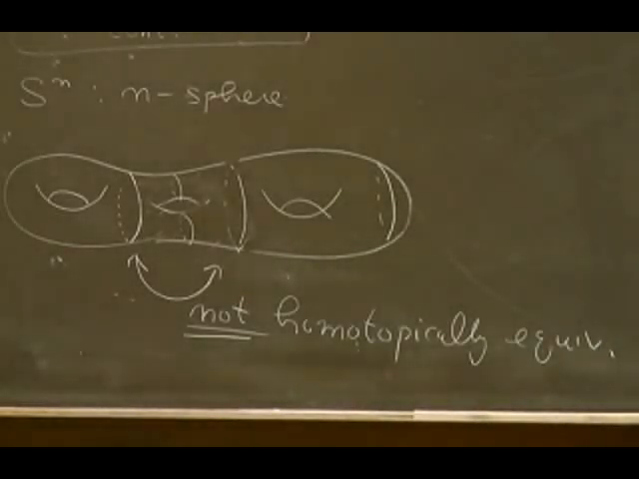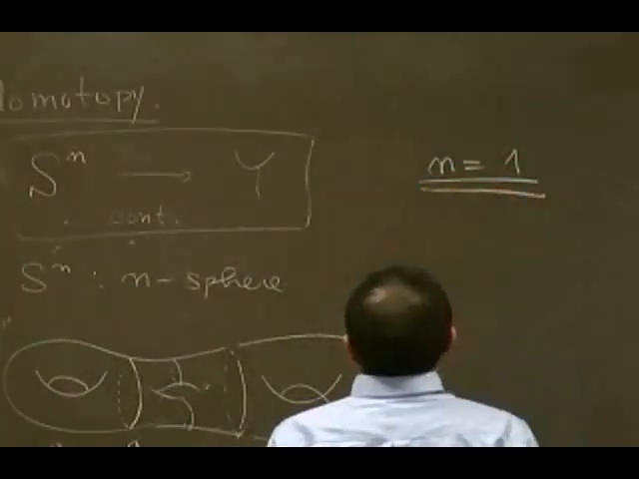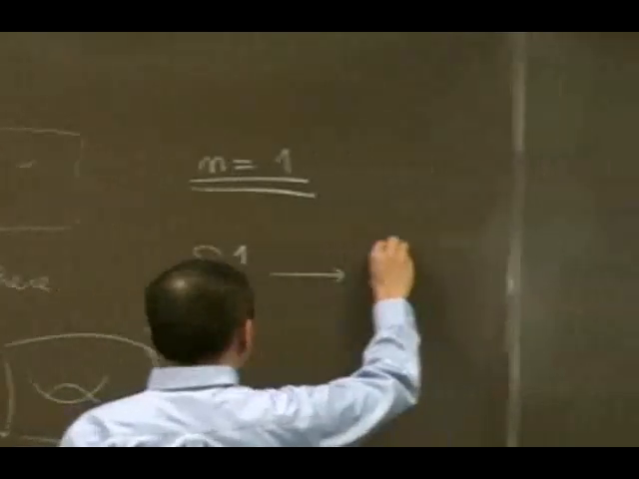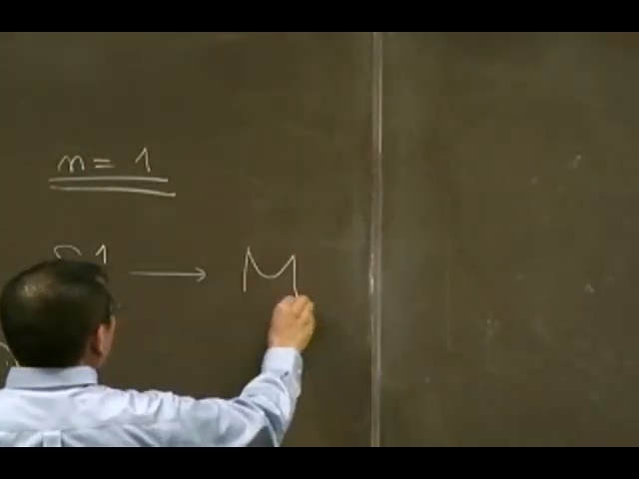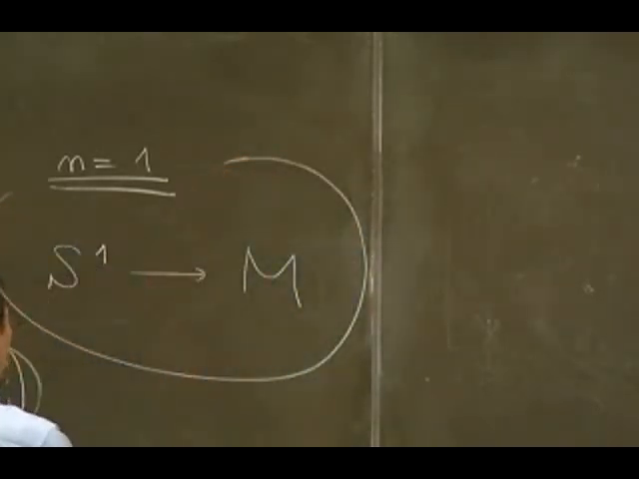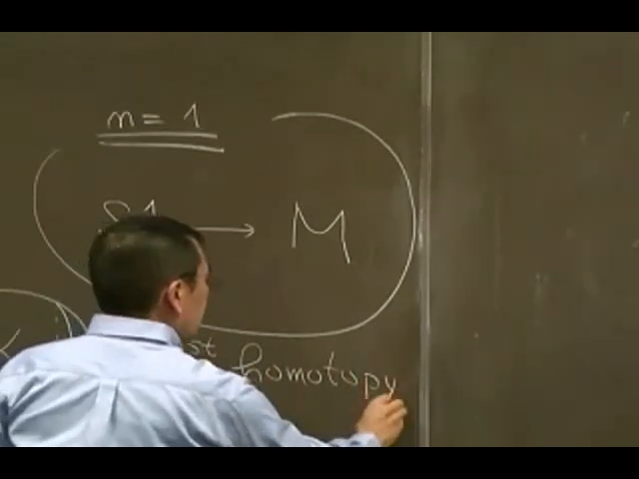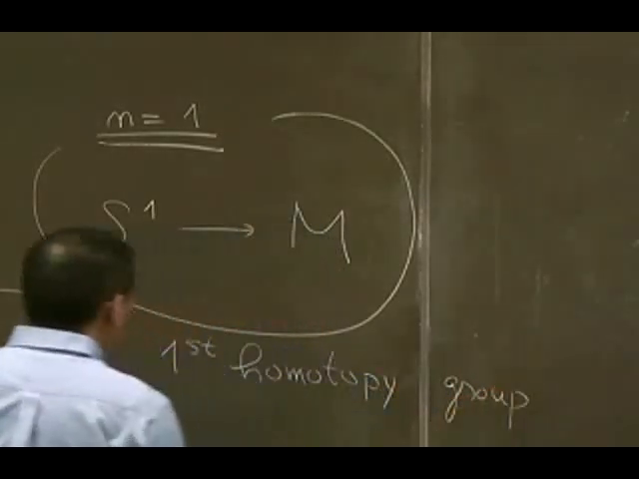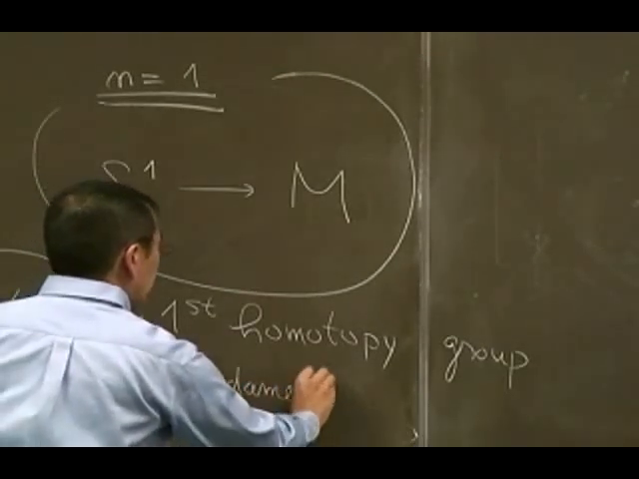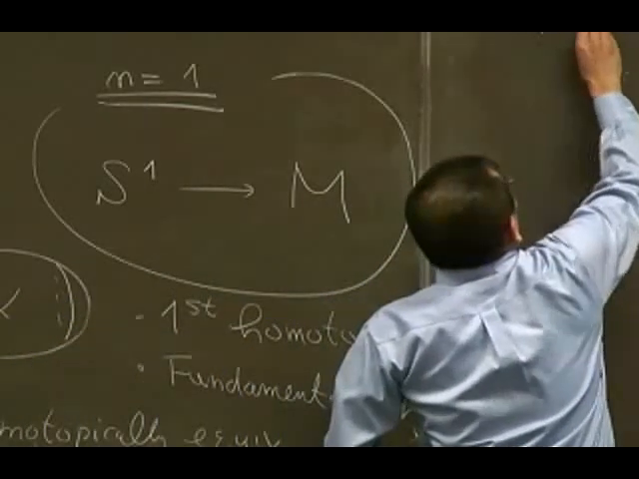So let me start with the case n equal 1. That is to classify homotopically the classes of maps from a circle to the space, which I'm going to denote from now on M. So this is going to be the first homotopy group that I'm going to talk about, also called the fundamental group. So we'll discuss the fundamental group.